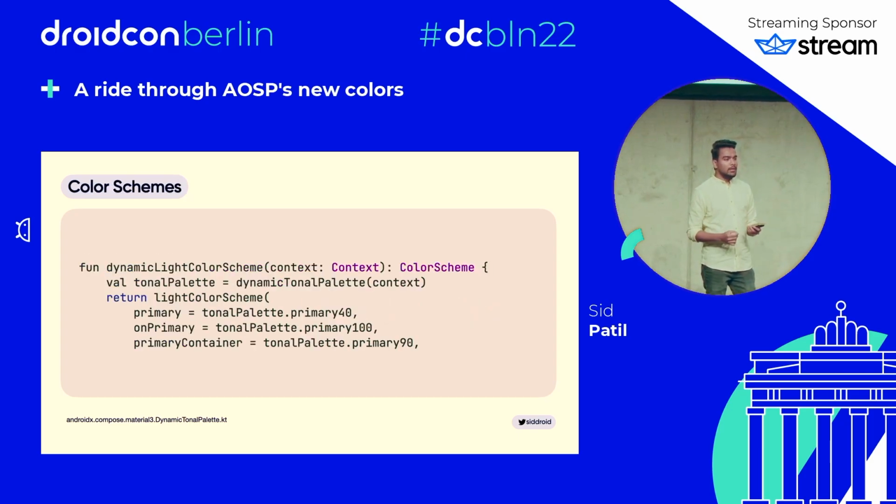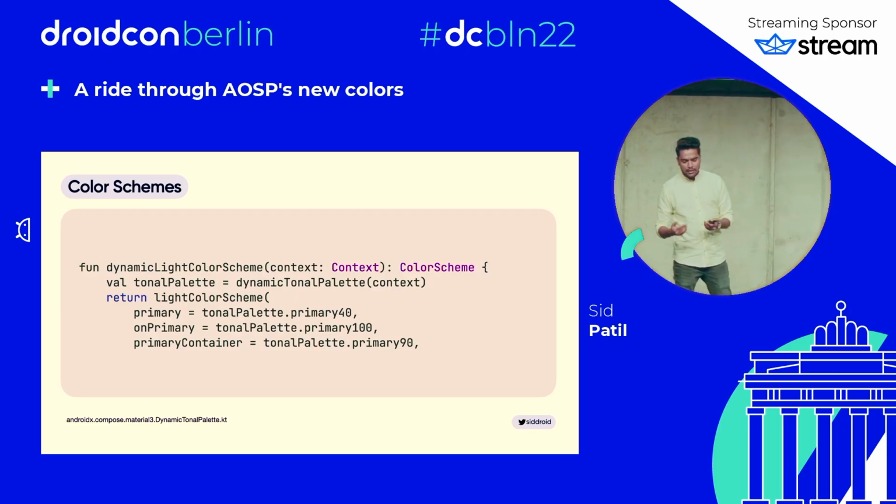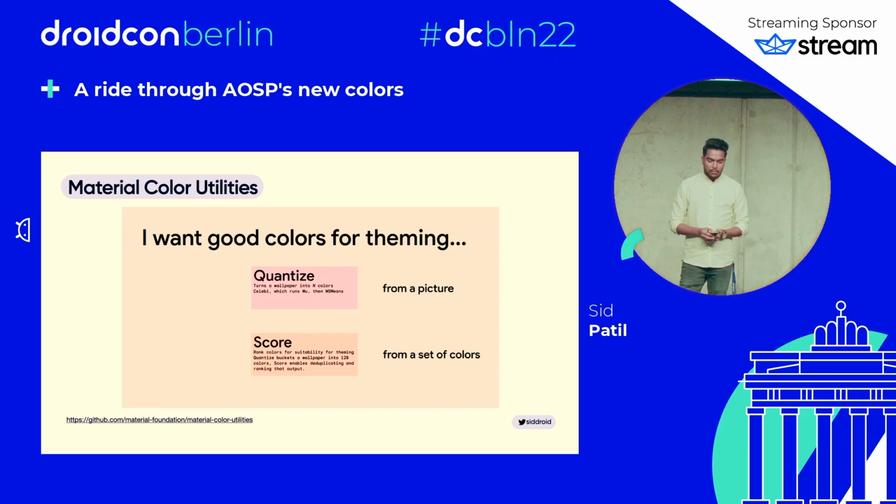And this is where we as app developers will consume some of the APIs for the color, to build a color scheme and play around with dynamic colors. So here we see a light color scheme being built with the tokens that were generated.